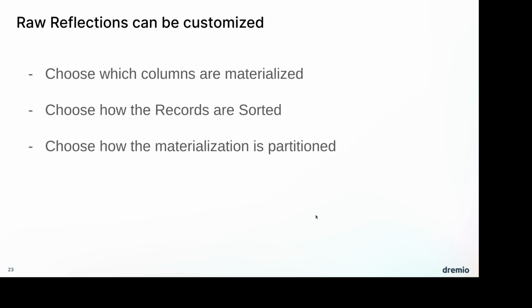So when you're creating a raw reflection, which is based on the raw data rows, you can choose which columns you're materializing, choose how the records are sorted, and how those records are partitioned. And that'll affect what the actual thing that gets created on your data lake.